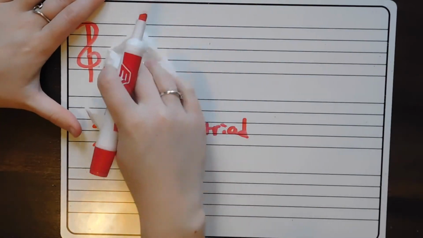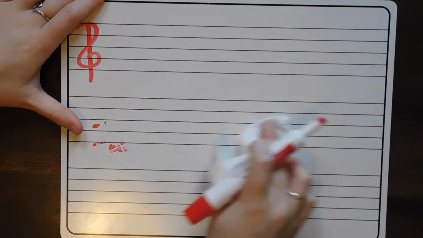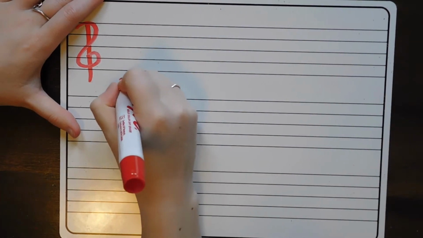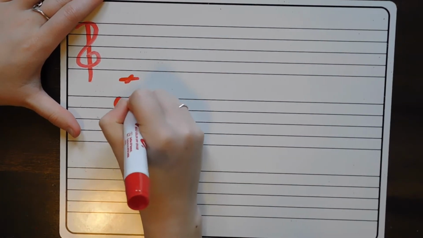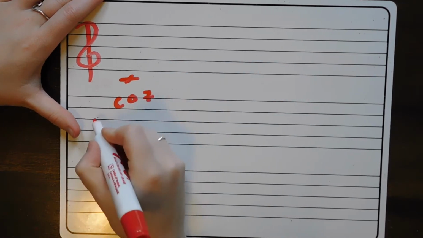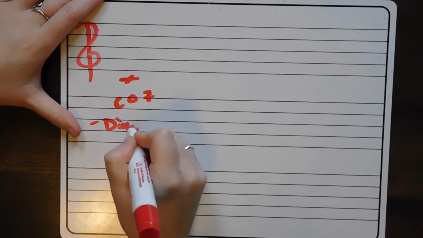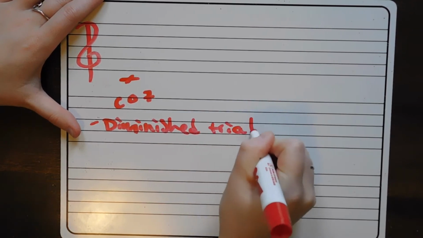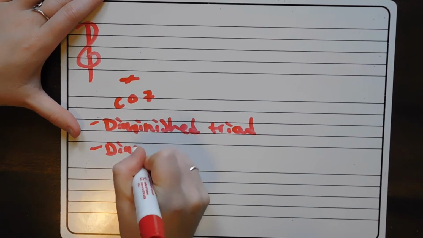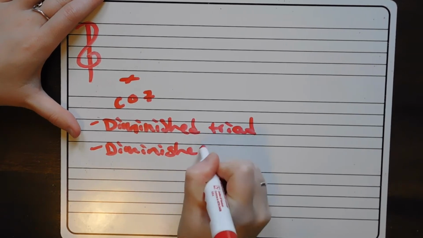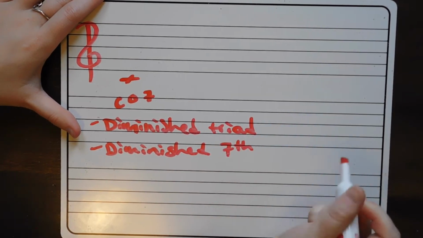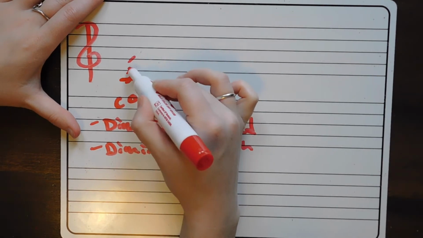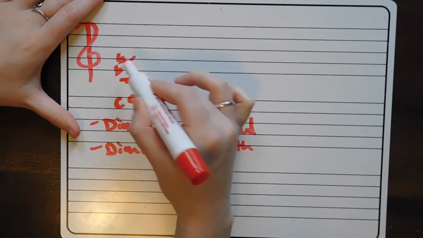And then last but not least, we have our fully diminished chord, yeah? So fully diminished, you're gonna have a diminished triad with also a diminished seventh. Diminished and diminished, right? So again, build your diminished triad. Start with major, lower 3 and 5.